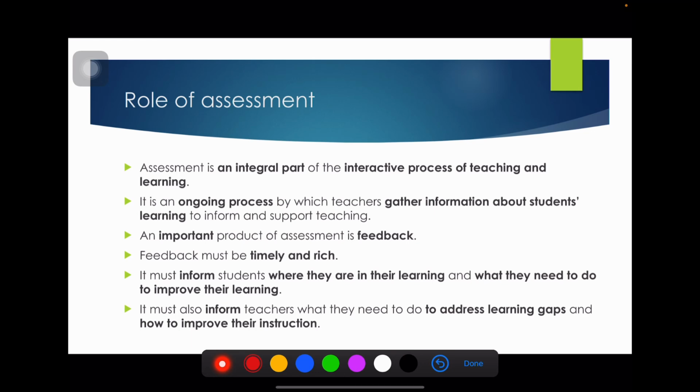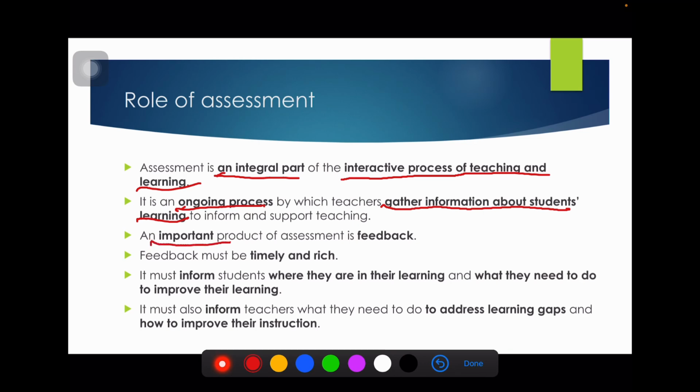Okay, assessment is an integral part of the interactive process of teaching and learning. It is an ongoing process where teachers gather information about students' learning to inform and support learning. An important product of assessment is feedback. So learn how to give feedback, learn how to use certain words to provide feedback. Now feedback must be timely and rich.